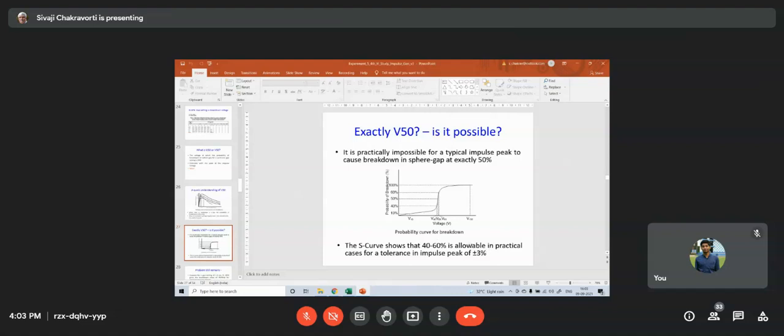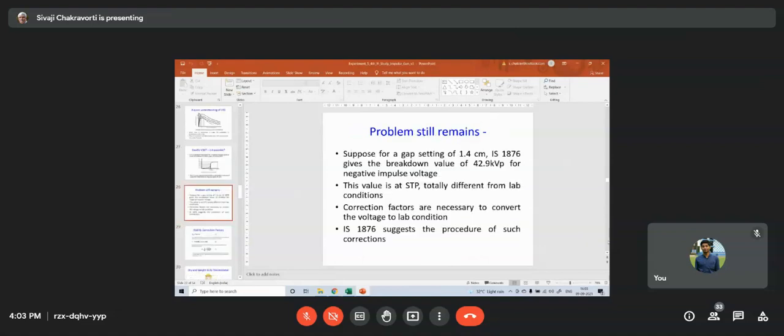So what do we do? If we apply 10 impulses, we can take 4 yes, 6 no, or 6 yes, 4 no. And if it is 100 impulses, I can take 40 yes, 60 no, or 60 yes, 40 no. That is called the 50% disruptive discharge voltage.